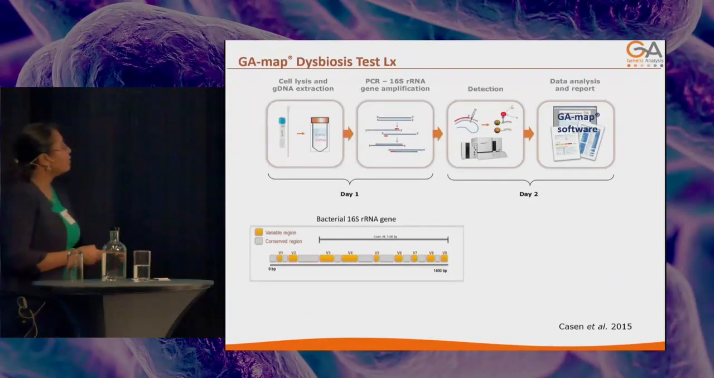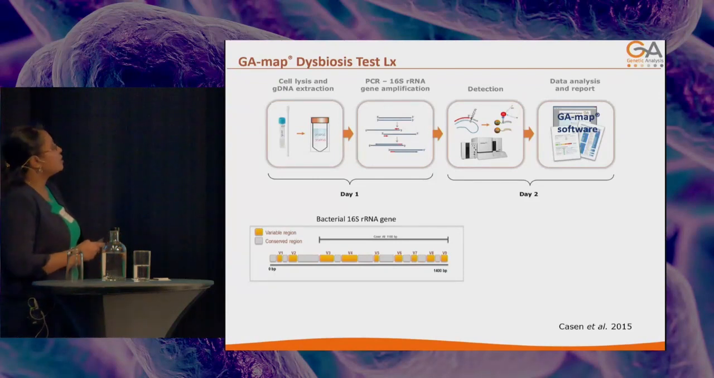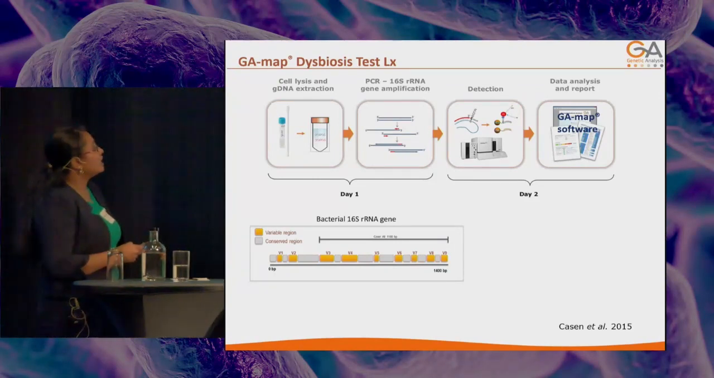So here is a brief overview of our test. We extract the DNA from the fecal samples, we amplify the 16S gene, and then we detect only the selected bacteria markers. The markers have a luminescence attached to them, and it's read by the Luminex machine, which is then fed to the software, which generates the report. The entire process takes just 2 days. In the 16S gene, we focus on regions from V3 to V9.